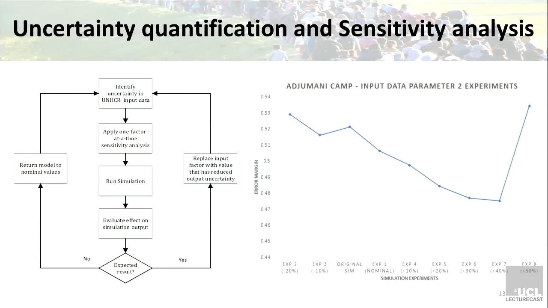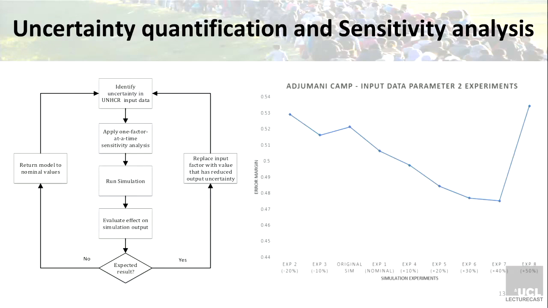He used this approach, as you can see on the left. He identified it by applying one-factor-at-a-time sensitivity analysis. He ran a simulation, evaluated, and then if he got the results he expected, he replaced the input value. So there can be a change within the output, or he used the nominal.